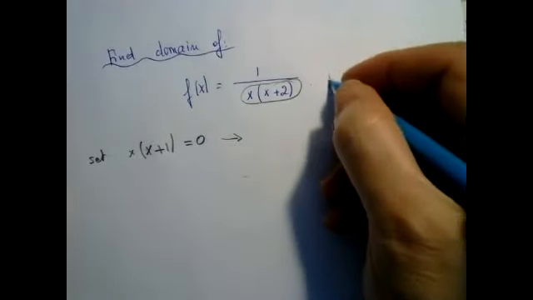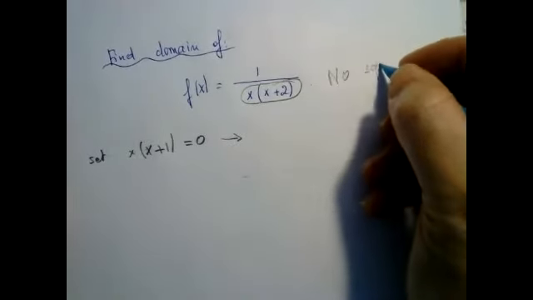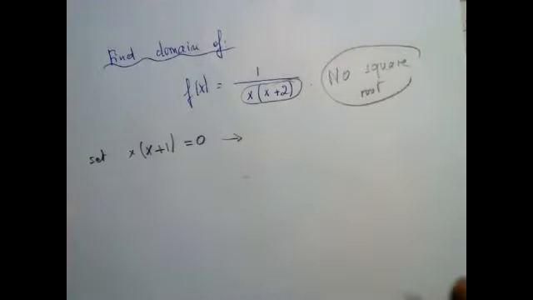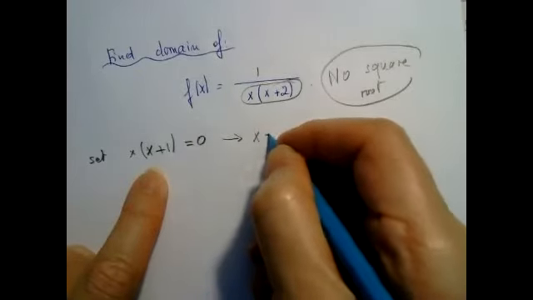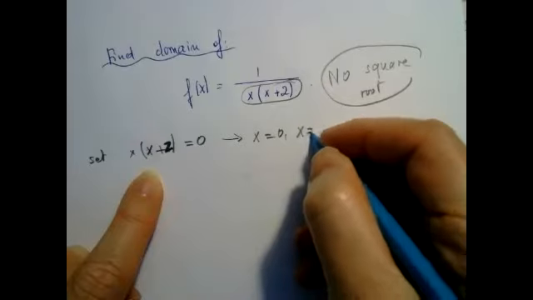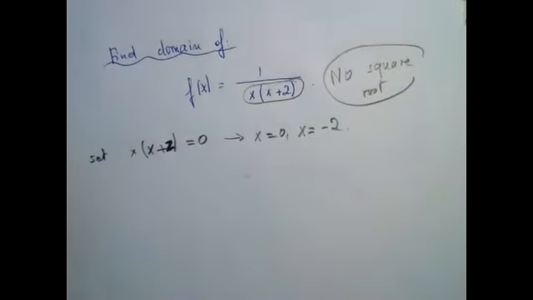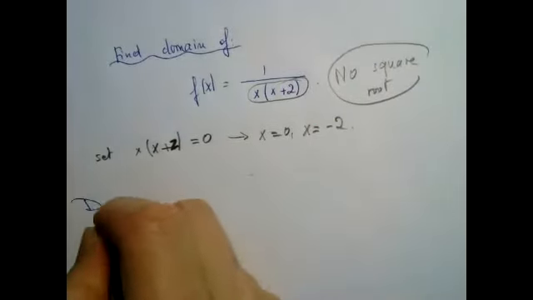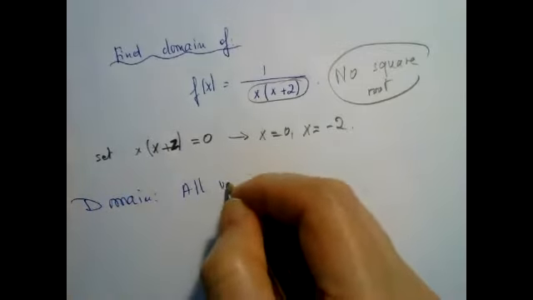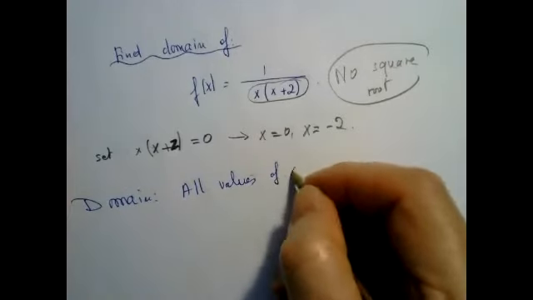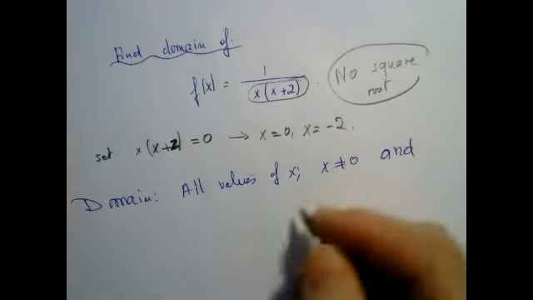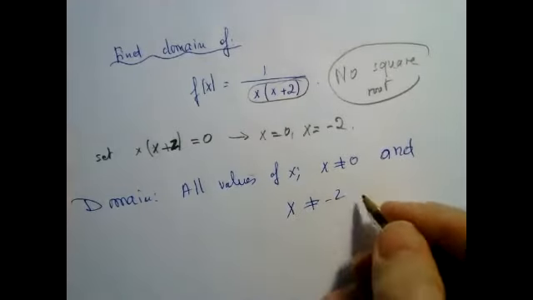So there is no square root, so there are no positive things to worry about. You have to look at the function. If this is 0, it means x equals 0 and x equals -2. So my domain would be everything but those. All values of x such that x is not 0 and x is not equal to -2.